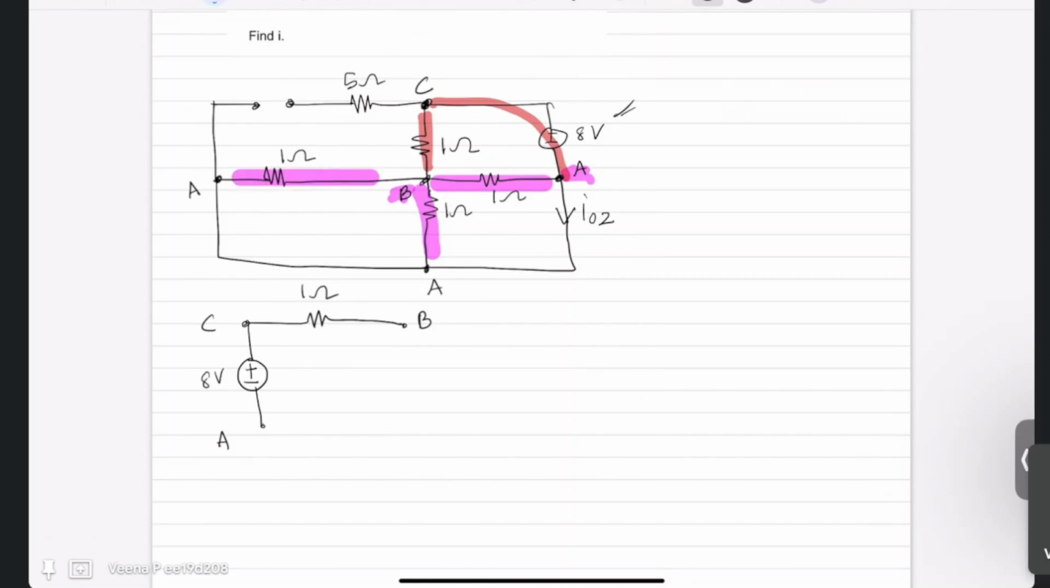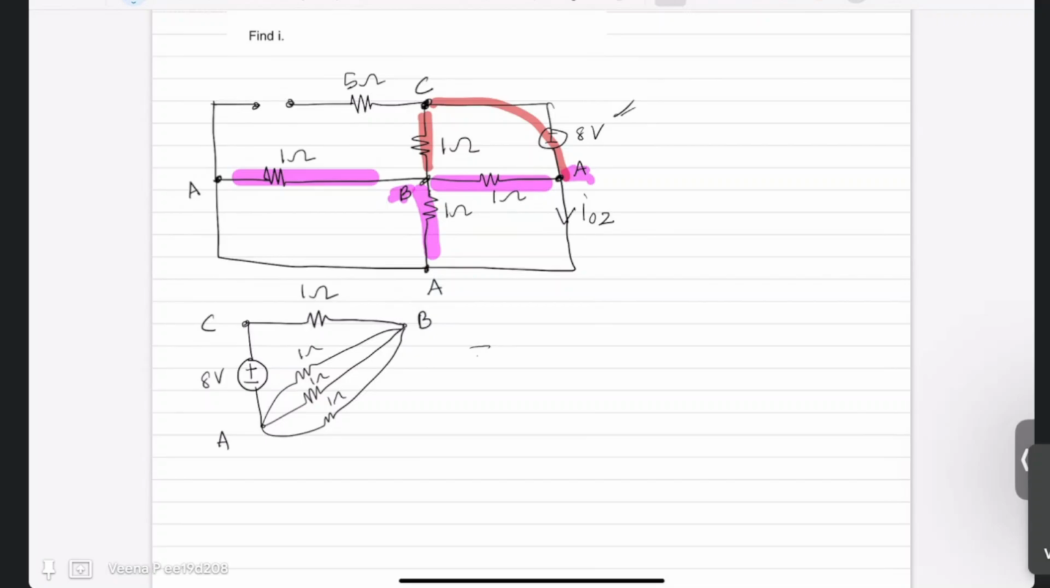That means three 1 ohms. So there is 1 ohm here, then another 1 ohm, then another 1 ohm. So this is 1 ohm, this is 1 ohm, this is 1 ohm. Now you don't know where your I01 is, right? But you can find what is the current in each branch.